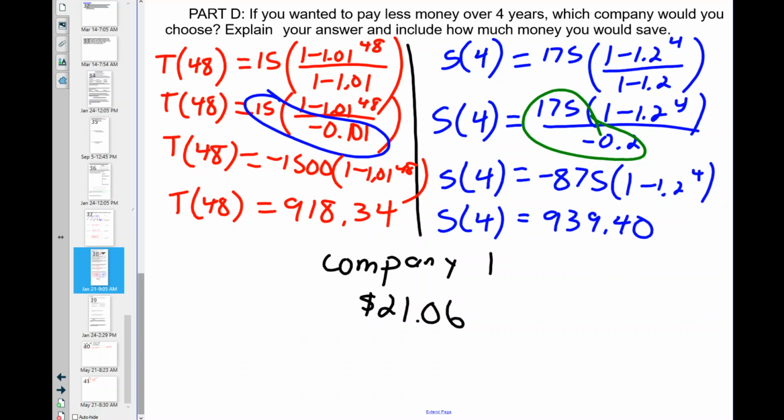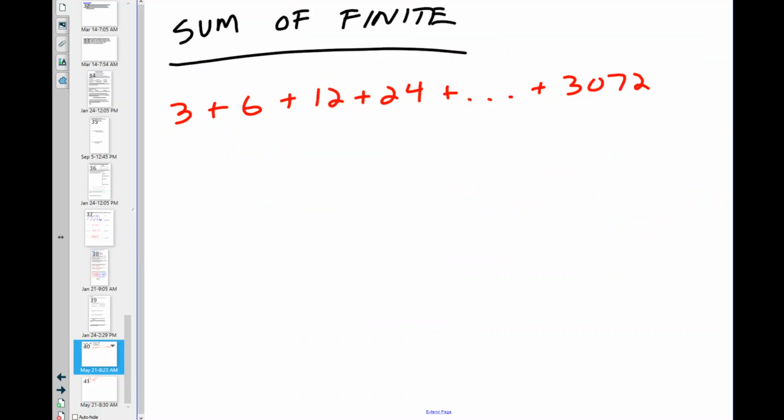All right, let's do this then. Let's jump to this because I want to make sure I get these done. This is on the homework. You didn't get it? Cool. So now we're gonna get it. What do we need in order to find the sum of a finite geometric series?